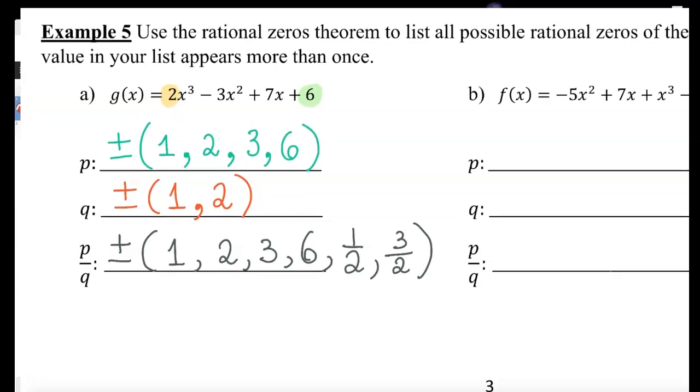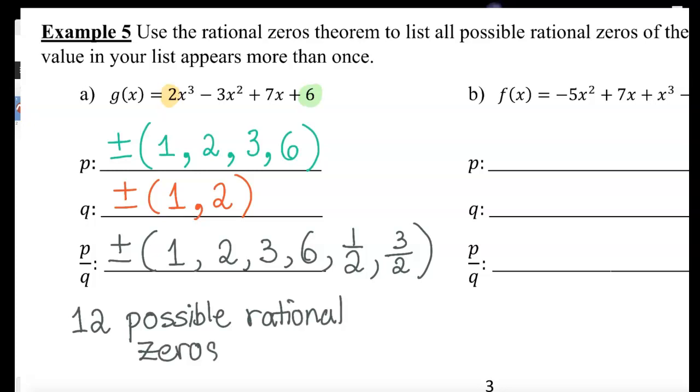Now, how many numbers do I have? I have 1, 2, 3, 4, 5, 6 times 2. Why am I saying times 2? Because of the plus or minus sign. I have 12 possible rational zeros. And you know, this is just a third degree polynomial. So I know I'm going to have 3 zeros, and who knows, maybe all 3 of them are on my list right here. But these will give us a starting point.